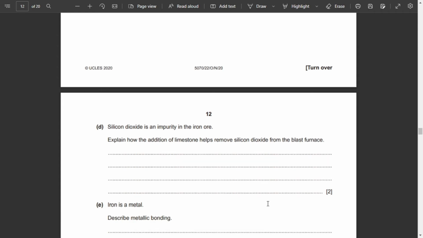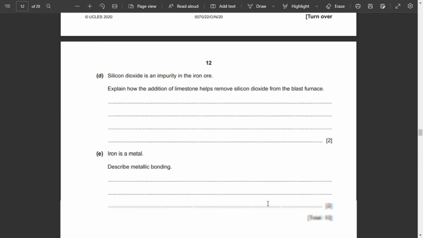Moving on to part D. Part D says, silicon dioxide is an impurity in the iron ore. Explain how the addition of limestone helps to remove silicon dioxide from the blast furnace. So basically, limestone decomposes to calcium oxide, and then calcium oxide reacts with silicon dioxide and forms slag. So this is how you're going to write its answer.